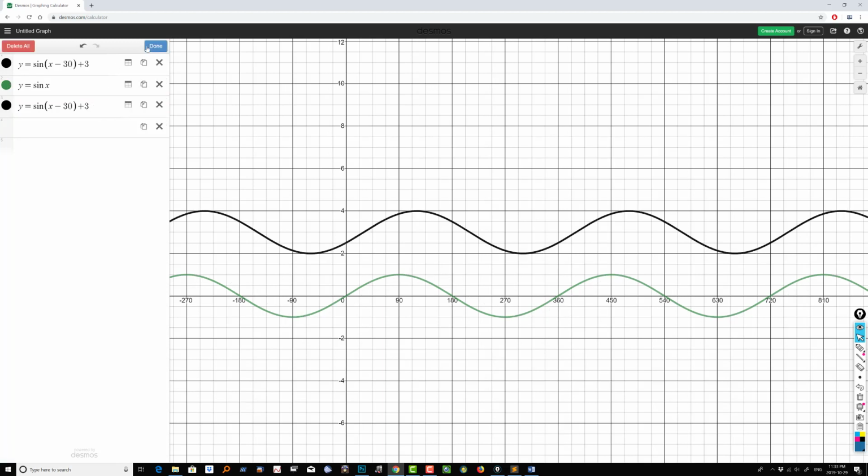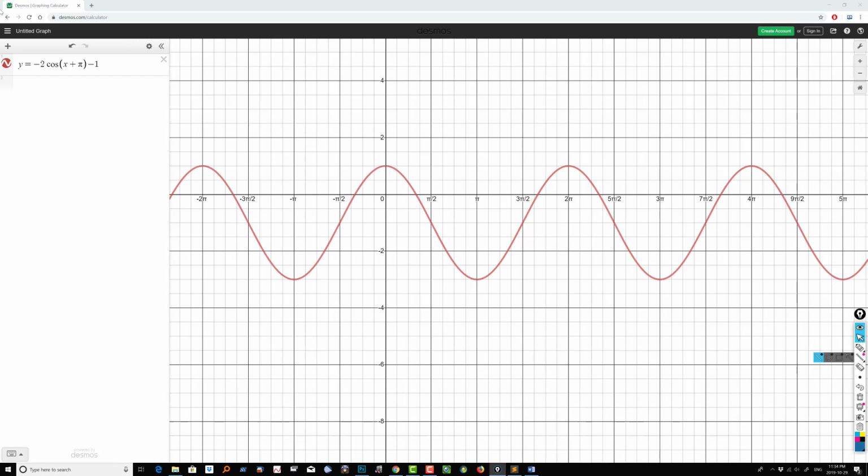Let me just change the color here. Let's make this graph blue. And as you can see, when you flash this graph, the blue and the black graph are now the same. The domain is all real numbers, and the range now, you can see, is between 2 and 4.